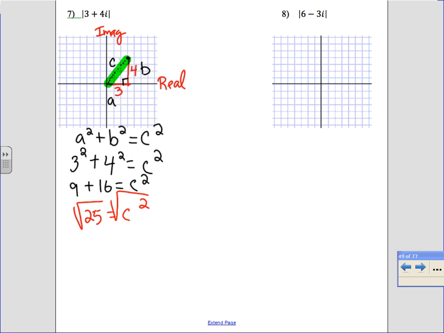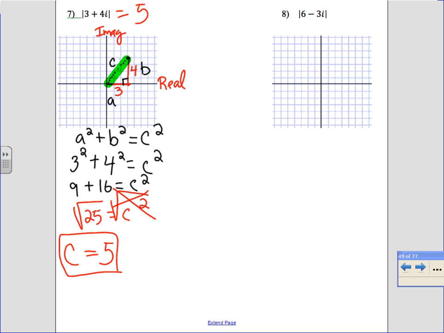The real reason behind that is when you take the square root of both sides, it's really to the 1/2 power. And you can actually think of this from our first lesson. It's a perfect square. So the square root of c squared is just c to the first. So they cancel. This actually allows us to solve for c. So the square root of 25 is 5. Well, that's the answer. The absolute value of 3 plus 4i, in other words, the distance from 0, is 5 units. So that one works out nicely. They don't always work out that nicely.